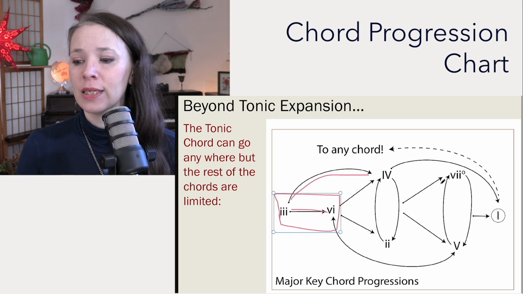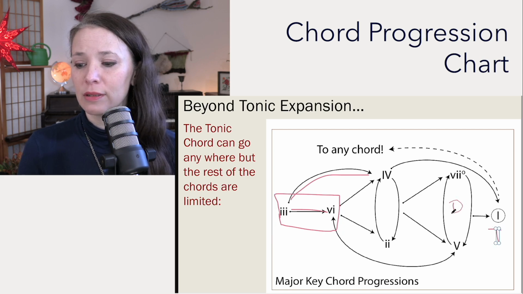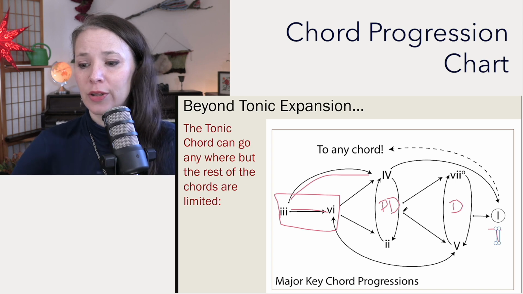Okay, so let's back up a little bit. So this is our tonic section. This is our dominant section. This is our predominant section with the 2 and the 4. And then here's a little thing here.